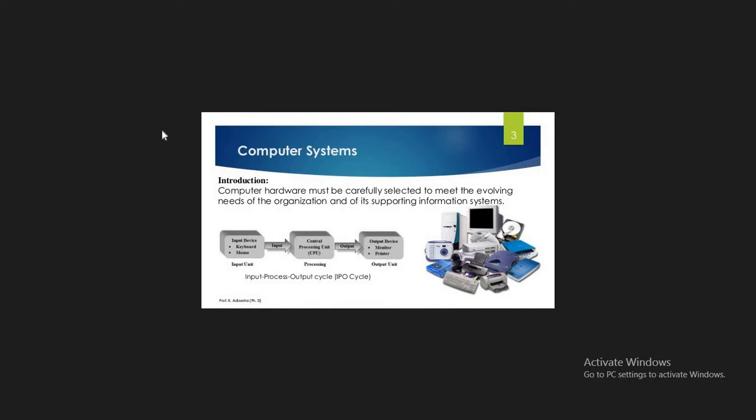Here is the keyboard, and the keyboard and mouse are input devices. Then there is an arrow, the down arrow, that means input.